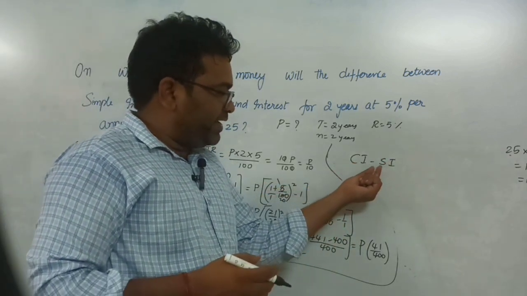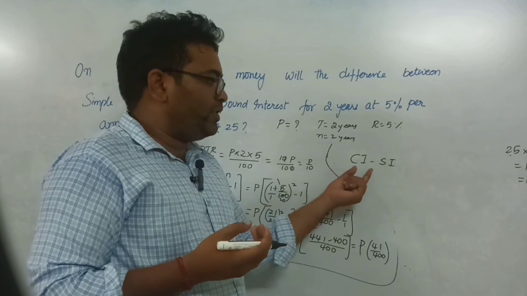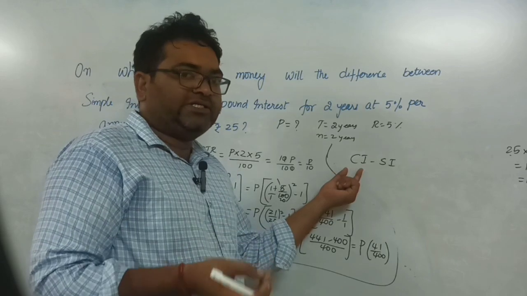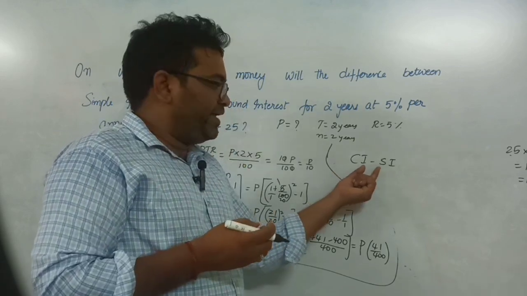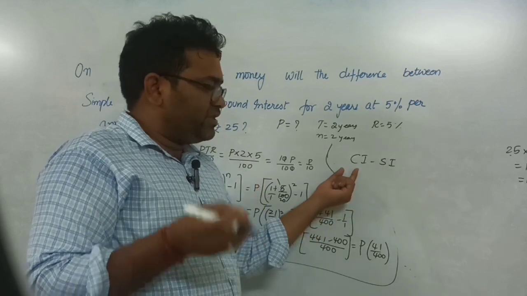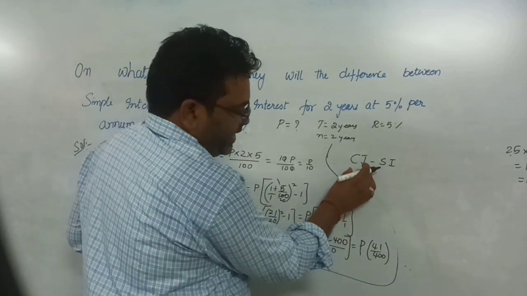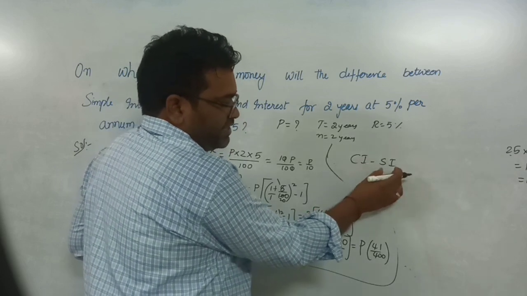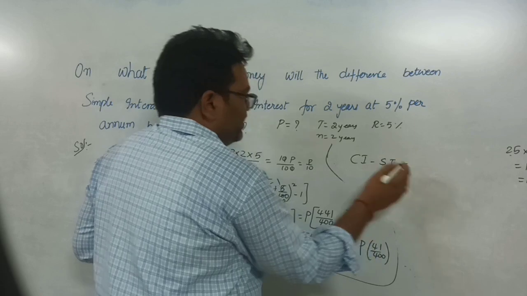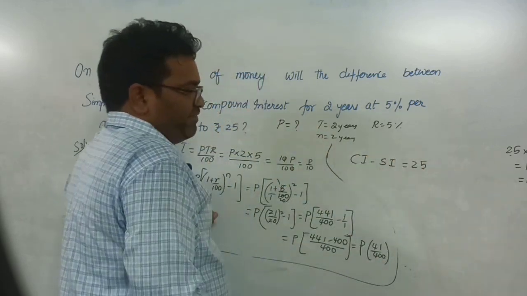Sir, why have you taken minus SI? Because compound interest has more amount than simple interest, since they are getting interest on interest also. Here we are getting interest only on the sum, but in compound interest we get interest on the sum plus interest. So the highest value will be the CI and the smallest value will be the SI. So CI minus SI is given as 25 rupees, that is 25.